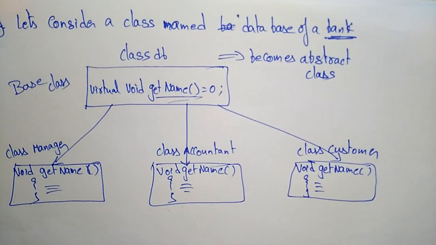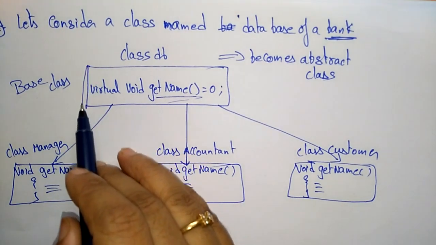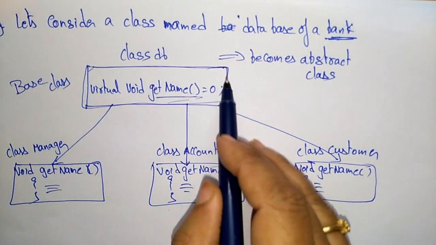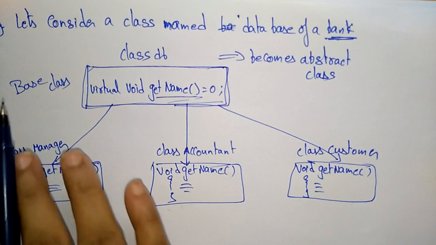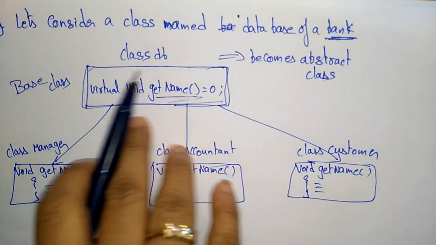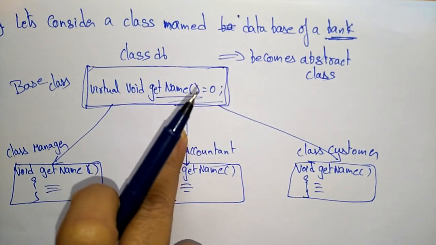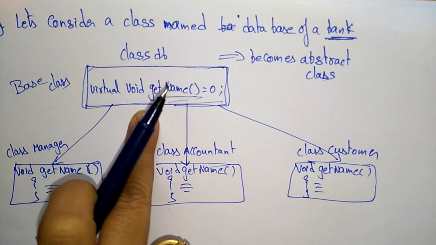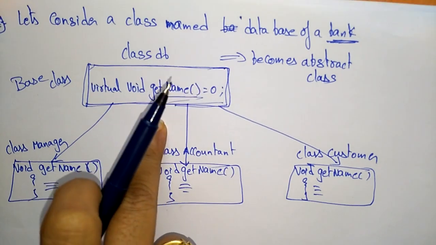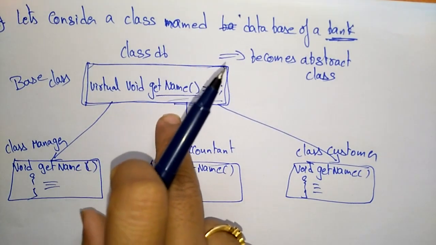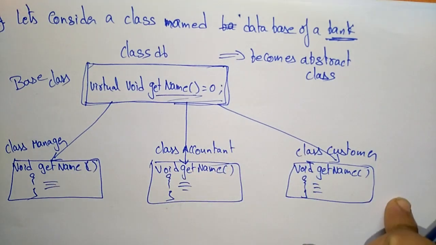So I think you understand what an abstract class is. An abstract class will be declared as a base class. In the abstract class, you don't have any objects, only the functions. That function will be the pure virtual function, because this function will be repeatedly used in different derived classes.